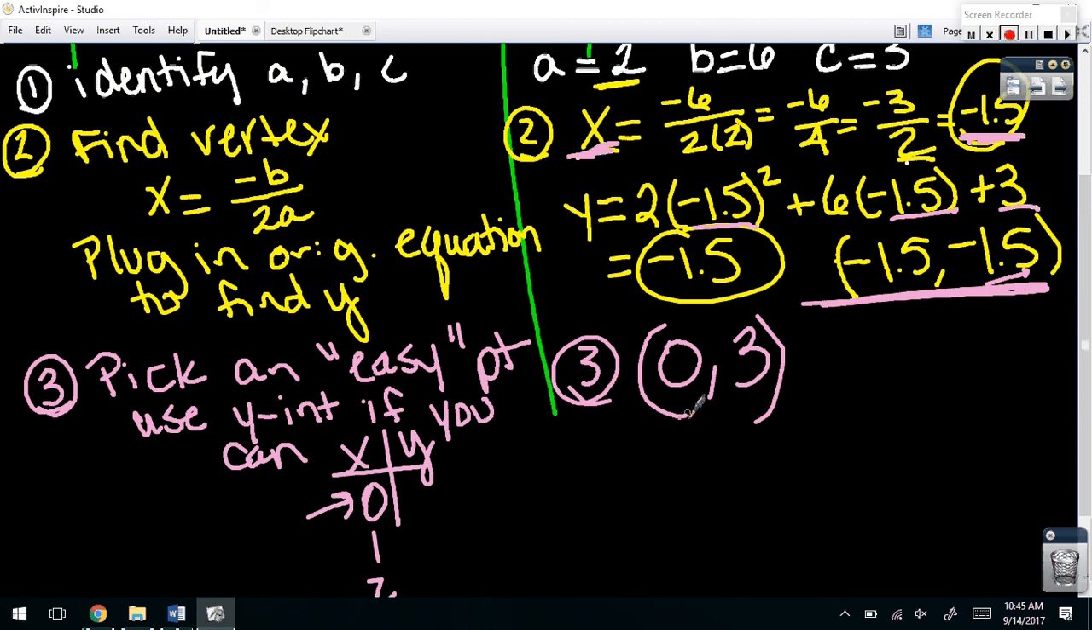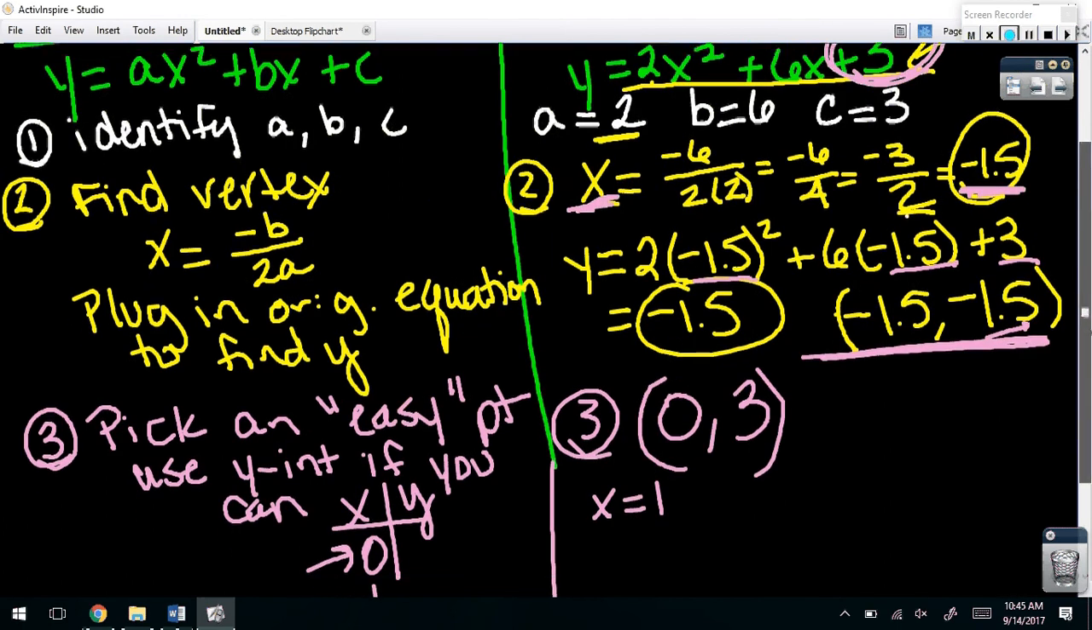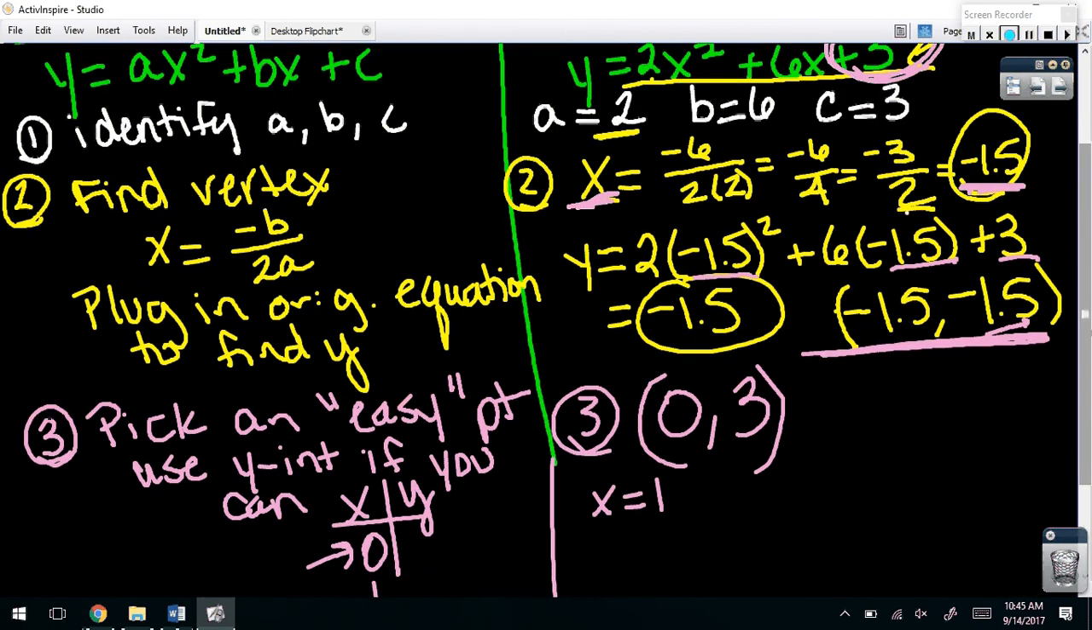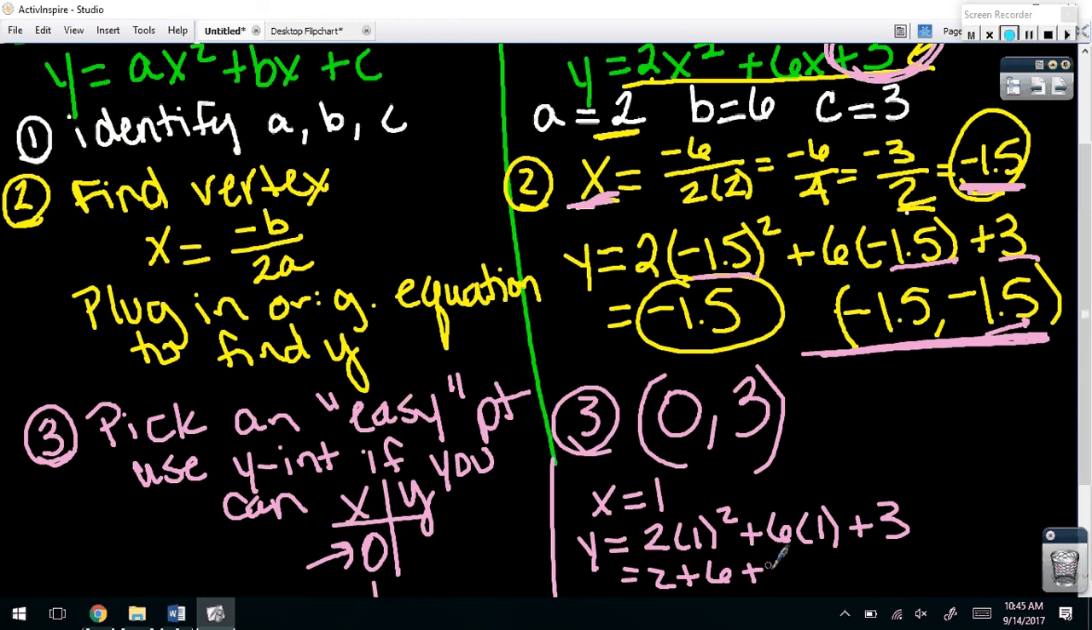But you have to find a whole... I'm going to use 1. Let's say I picked x equals 1. If you pick something that's not the y-intercept, I'm going to have to plug in like before: 2 times 1 squared plus 6 times 1 plus 3. 2 plus 6 plus 3.